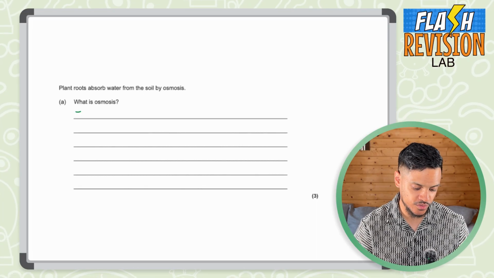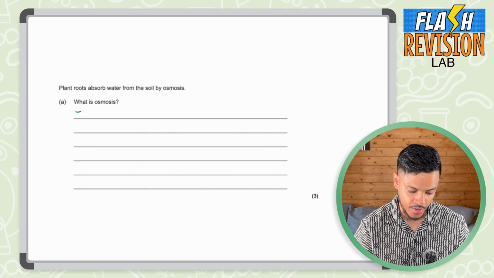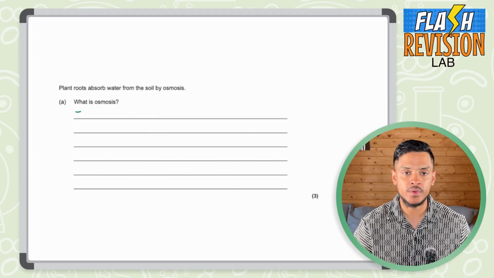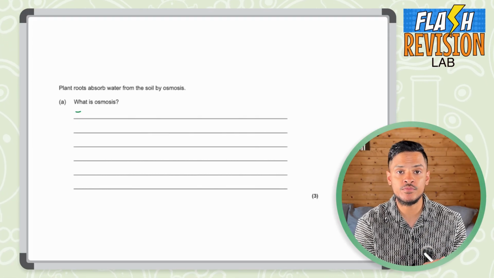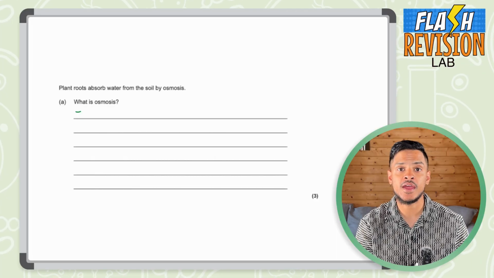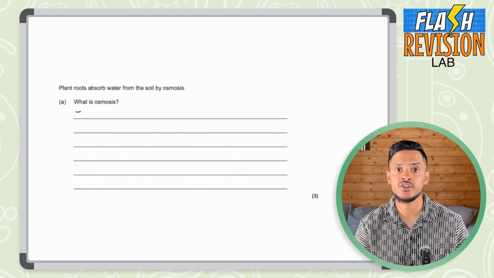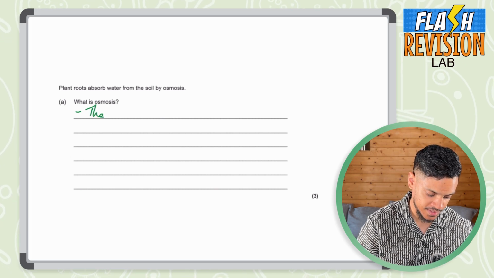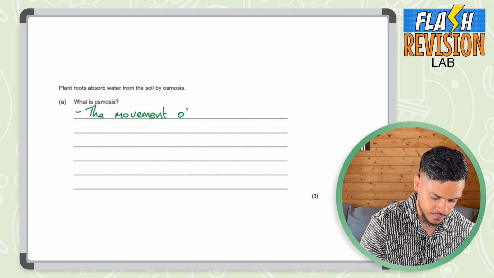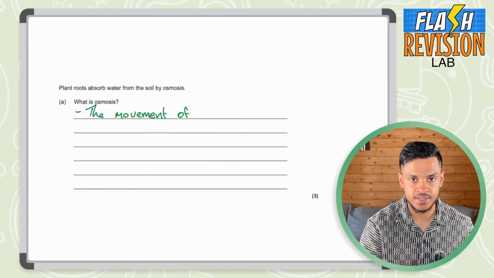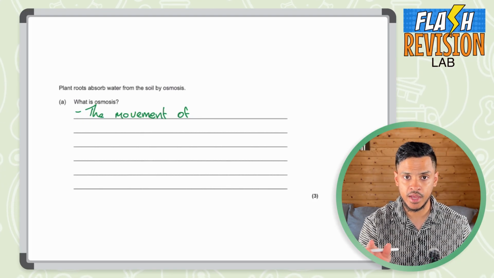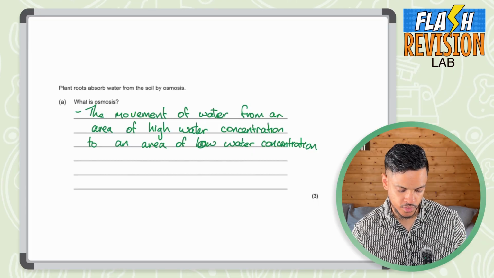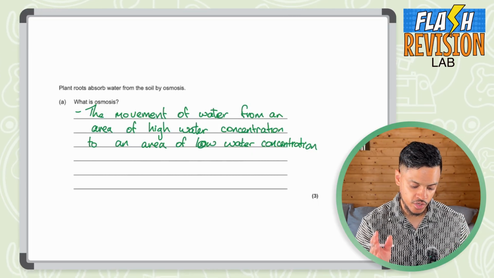The question asks, what is osmosis, for 3 marks. So we do need to be a bit more detailed than normal. What we need to talk about is that it's the movement of water from an area of high water concentration to an area of low water concentration. So let's start off by writing that down. Talking about water is very important here, because remember, it is essentially diffusion with water, and it happens across a partially permeable membrane.